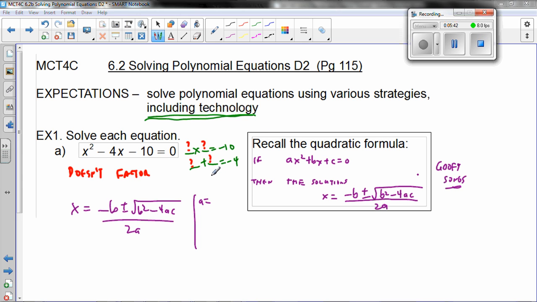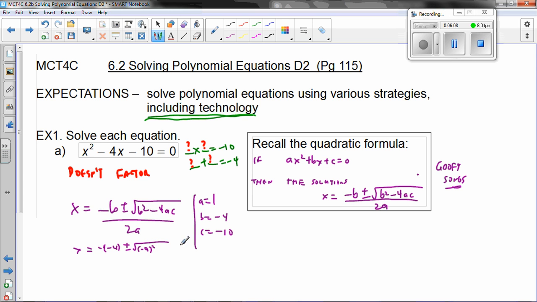All right, A is 1, B is negative 4, and C equals negative 10. And we substitute into the quadratic formula, and negative 4, that's going to be a plus 4. You wouldn't even normally write that as a negative 4. I just write that as plus 4, except it's the first one we've seen in a little while. So watch your signs there.